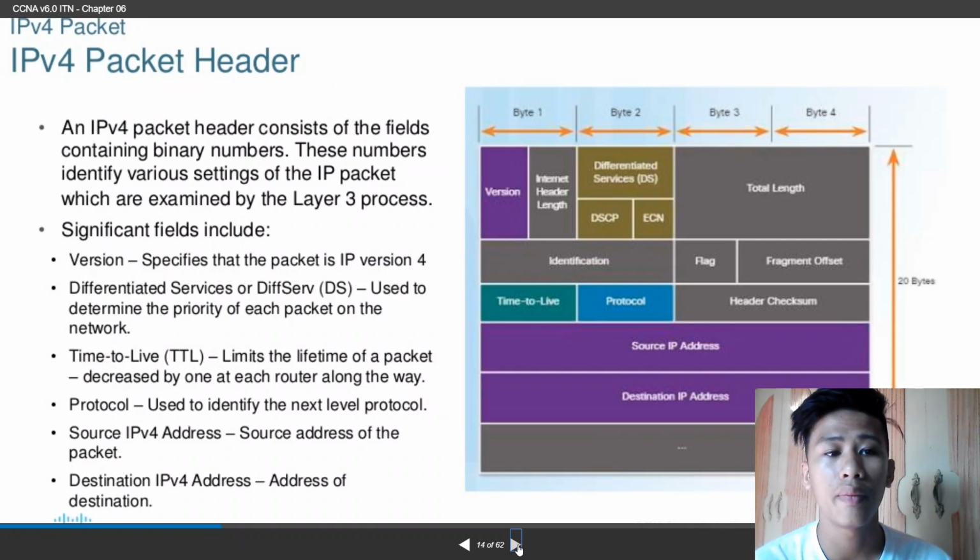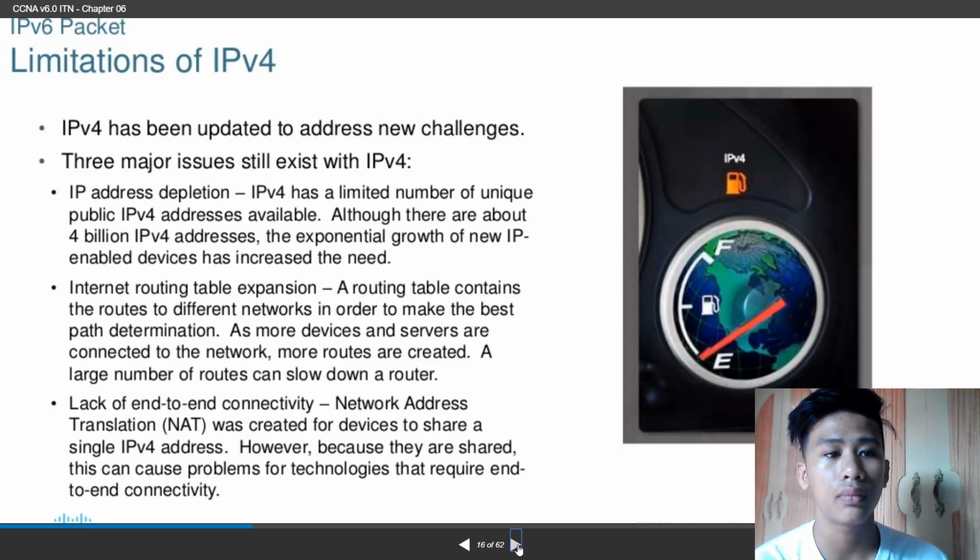This is the IPv4 packet header. It has significant fields including the version, the DS or differentiated services, time to live or TTL, protocol, source IPv4 address, and the destination address. Limitation of IPv4.